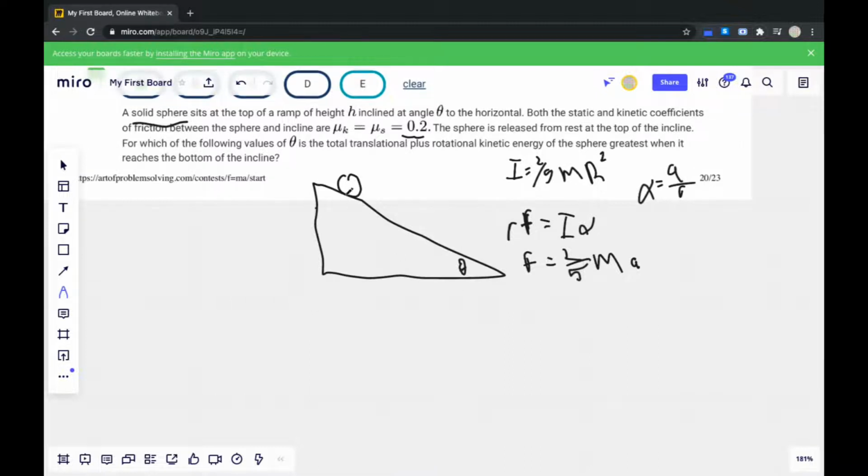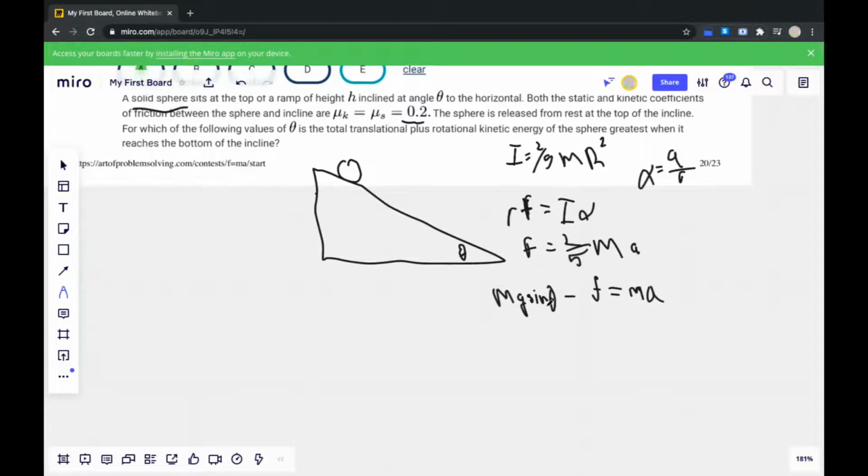And then we can look at the forces on the ball that are causing it to accelerate. We're going to have two forces: mg sine theta, which is the component of gravity parallel to the ramp, minus the force of friction pushing it backwards, so minus F. This is going to be equal to ma.